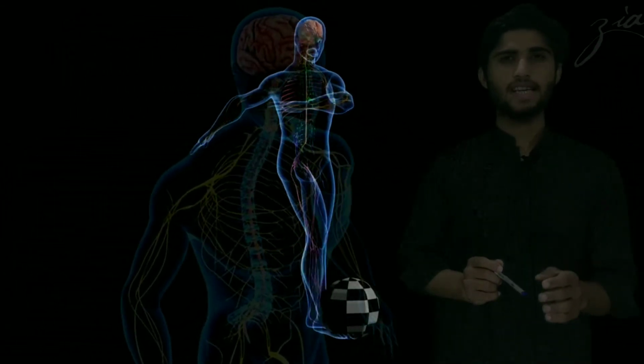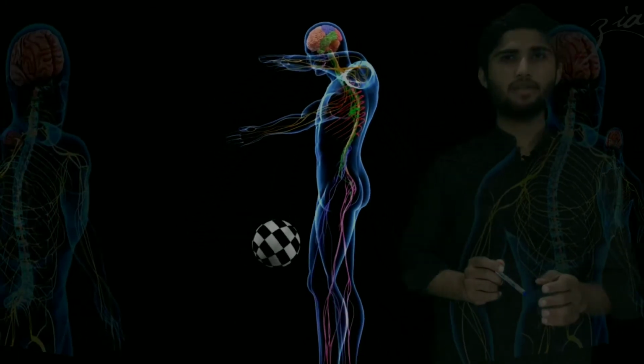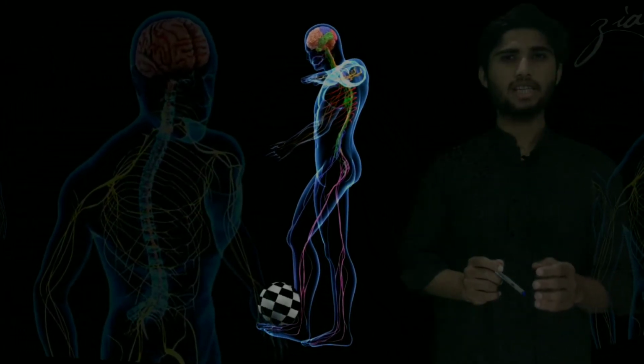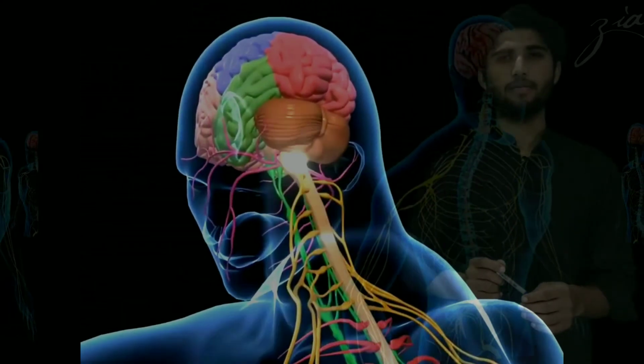Although different sense organs work in different ways, they all keep sending information about changes in the surroundings that trigger a response from the central nervous system.